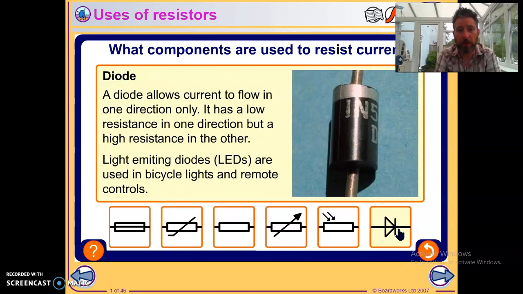So a diode only allows current through in one way, and we use these things quite a lot. A light emitting diode is one of these, but that gives out light. And LEDs are incredibly good because they use very little energy to chuck out a huge amount of light. So very important bits of kit.